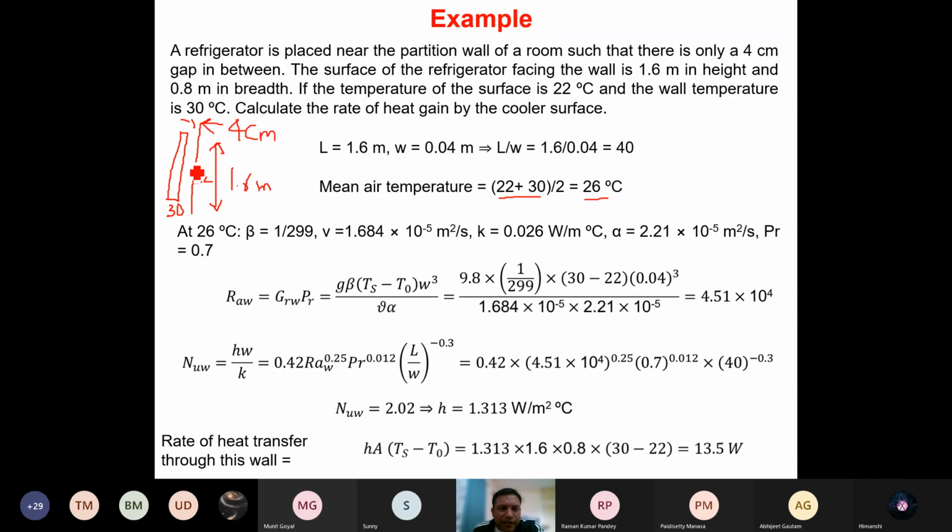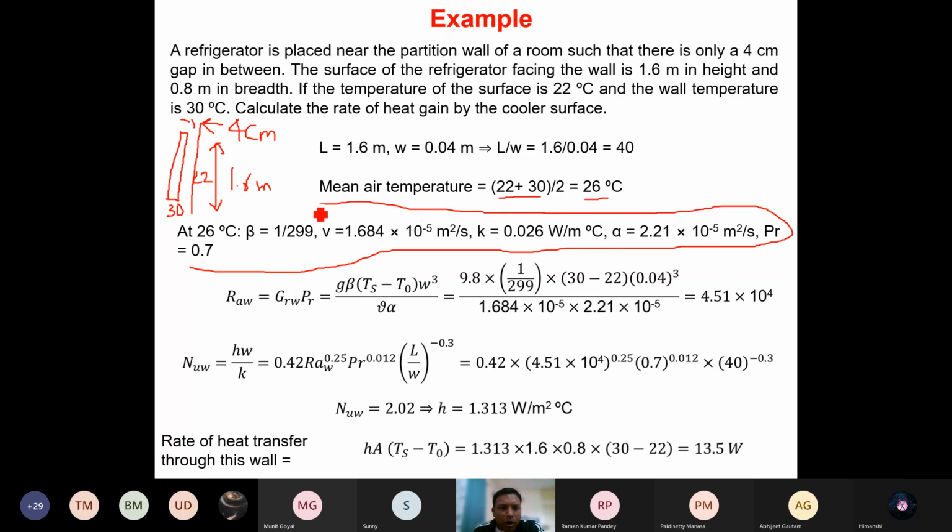We are assuming that air is present in between this cavity. So the properties of the air we have obtained from the table at the back side of the book, at 26 degrees Celsius. Again, L is given, width is given. So L by W we have calculated, that comes out to be 40. We have calculated again the Rayleigh number in terms of this cavity. Remember Ra_W. So Ra_W will be the Grashof number calculated in terms of W times the Prandtl number. So this is g beta delta T W cubed divided by kinematic viscosity times thermal diffusivity. If you calculate, the Rayleigh number comes out to be this.